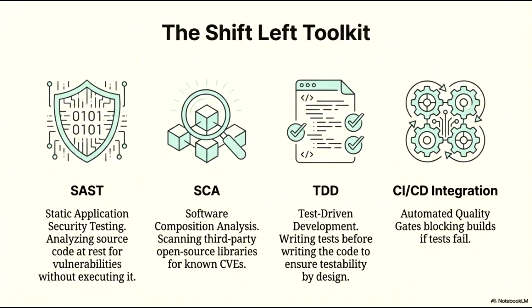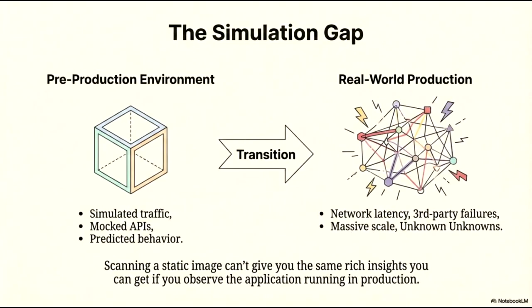Finally, through CI/CD integration, we establish automated quality gates that proactively block builds if any tests fail, ensuring that only high-quality, secure code reaches production. The simulation gap represents the fundamental disconnect between our testing environments and the reality of a live system.